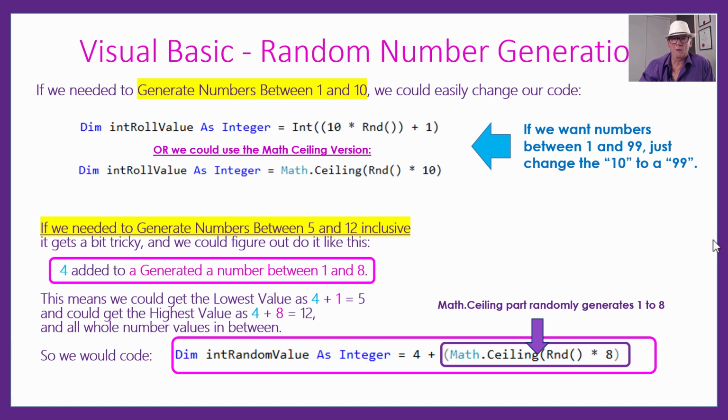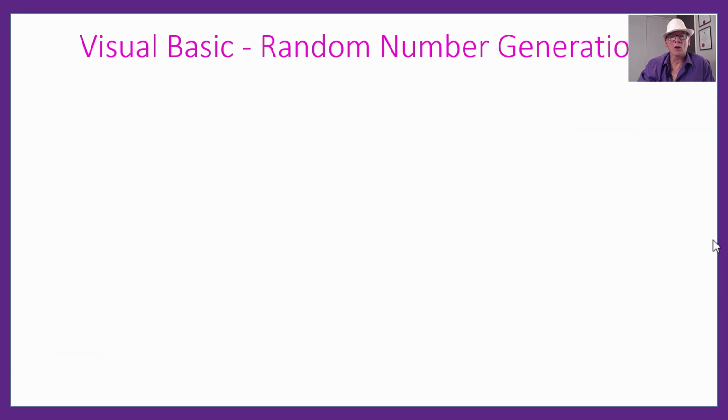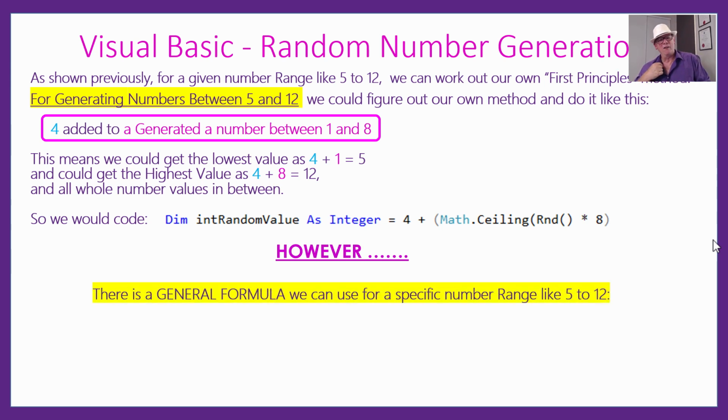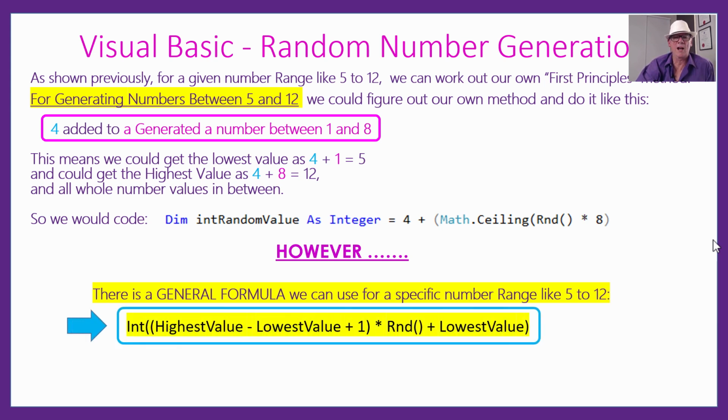And if you're thinking, oh my God, I thought we were just doing random numbers and this was going to be easy to put some numbers on a dice, why is it getting so hard so quickly? Look, don't worry. There is that way of first principles, work it out yourself. However, and there is always a however, there is a general formula we can use if we want a specific number range, like 5 to 12. I got this by reading the Microsoft pages on Visual Basic random numbers.